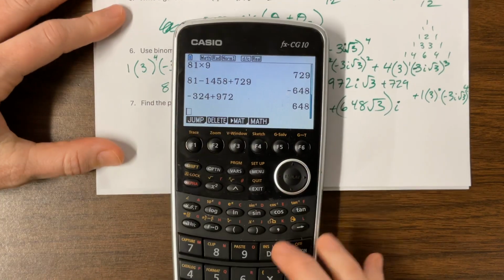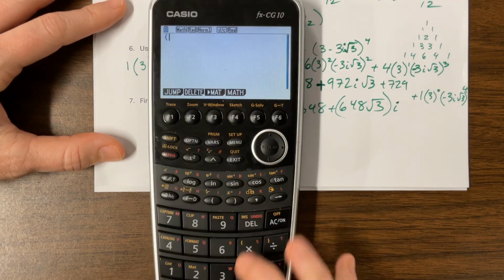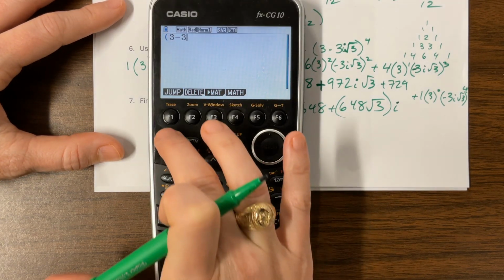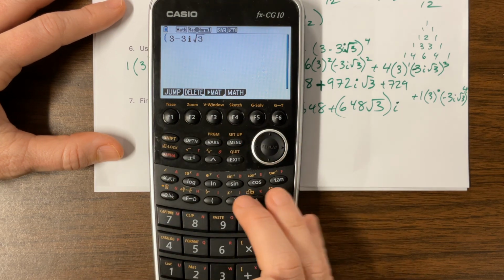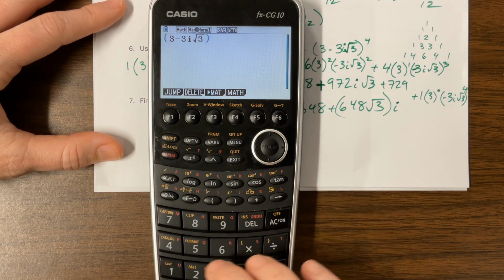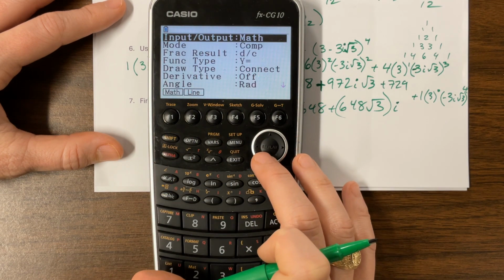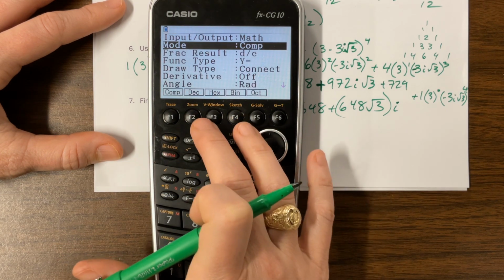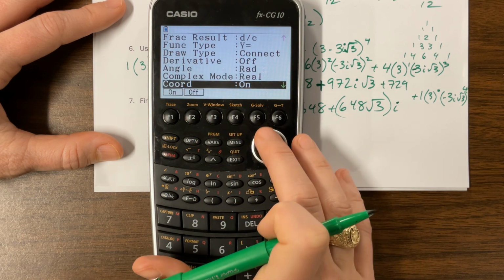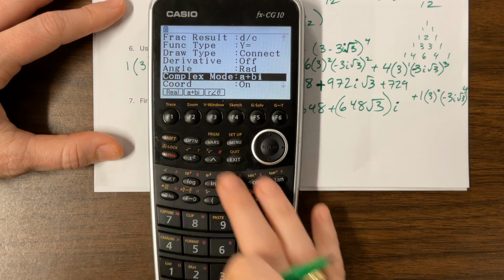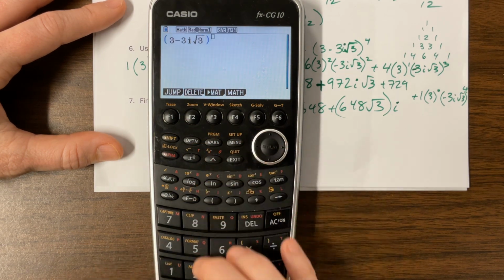Did you know the calculator will do this for you? What did I have? I had 3 minus 3 i root 3, I think. I may have to change my setup and put this into complex mode. If I go to a plus bi, let's see what that does. I'm taking this and raising it to the fourth power.